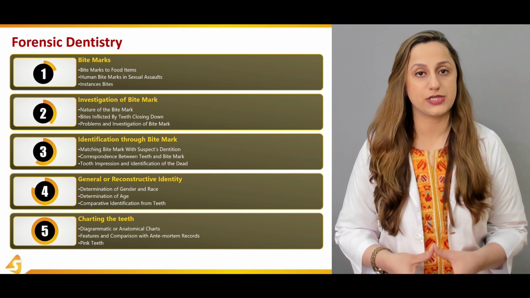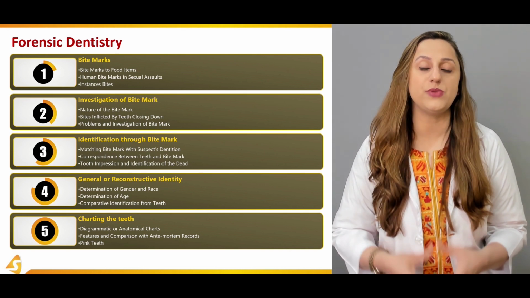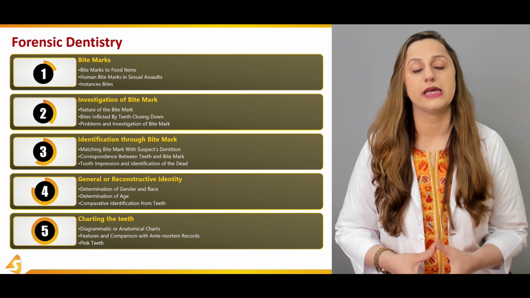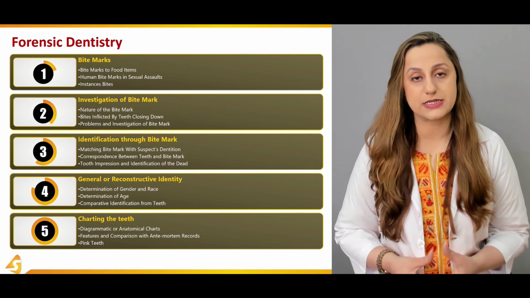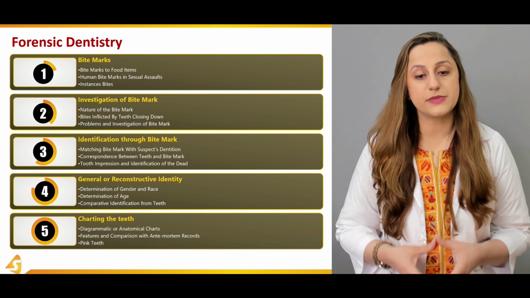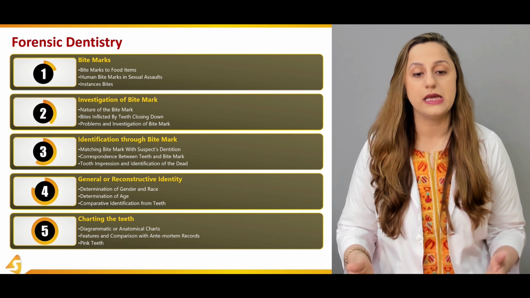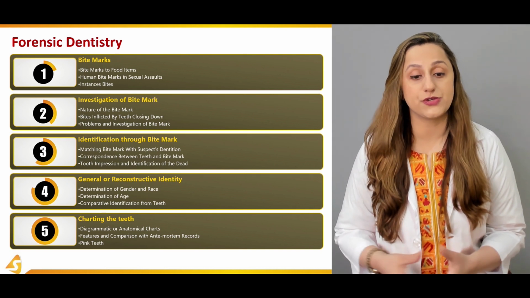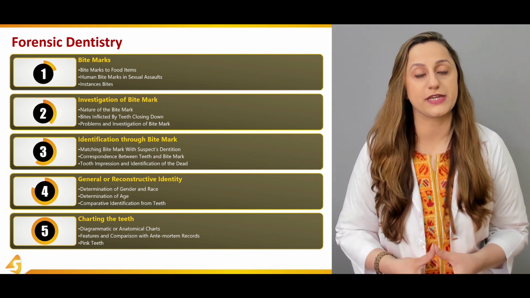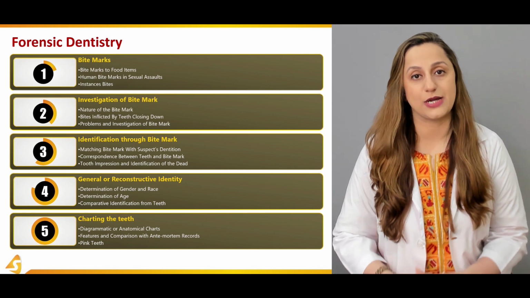In the fourth section, we'll be discussing death or reconstructive identity. Whenever we come across a mass disaster, we have to reconstruct the identities, and we'll be doing that. The determination of gender and race is made over here. How do we determine the age of the person in the particular remains, and the comparative identification from the teeth is also carried out over here.